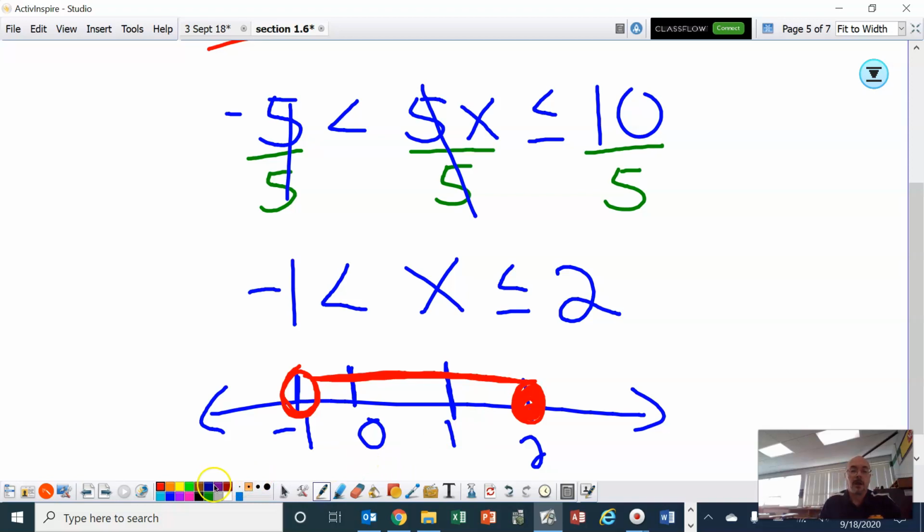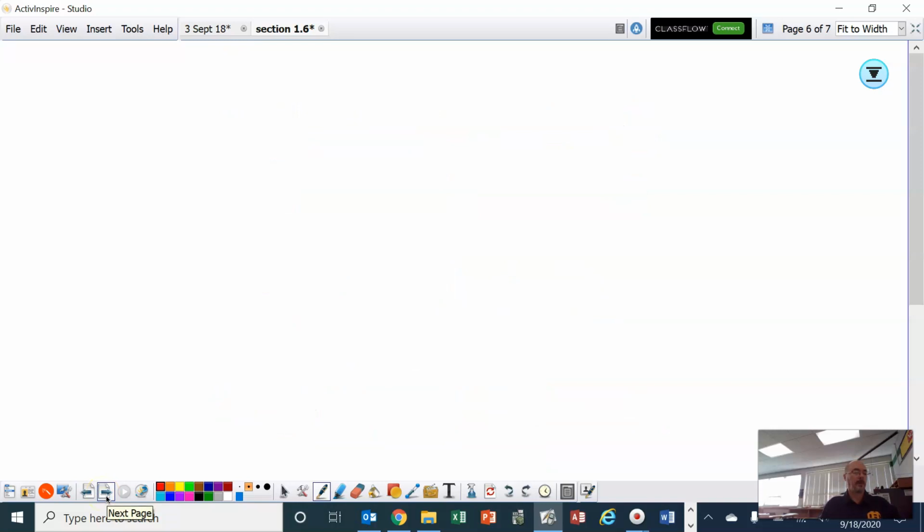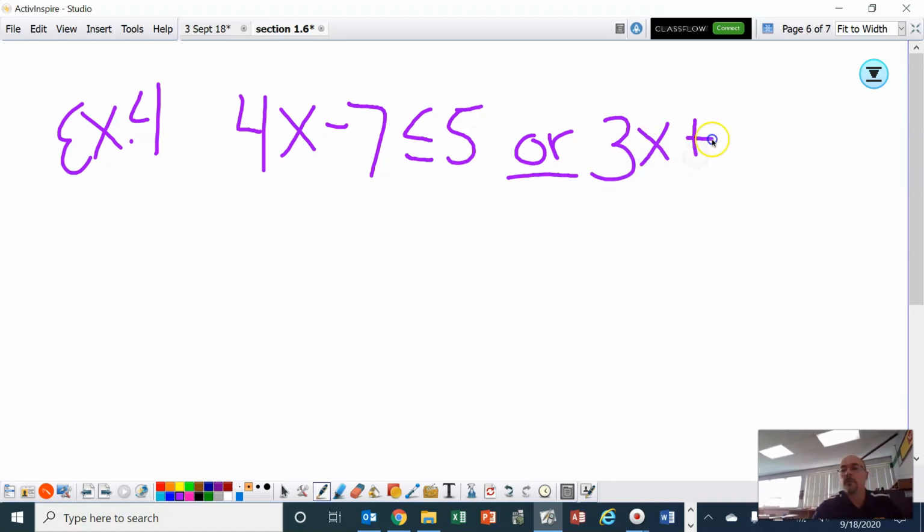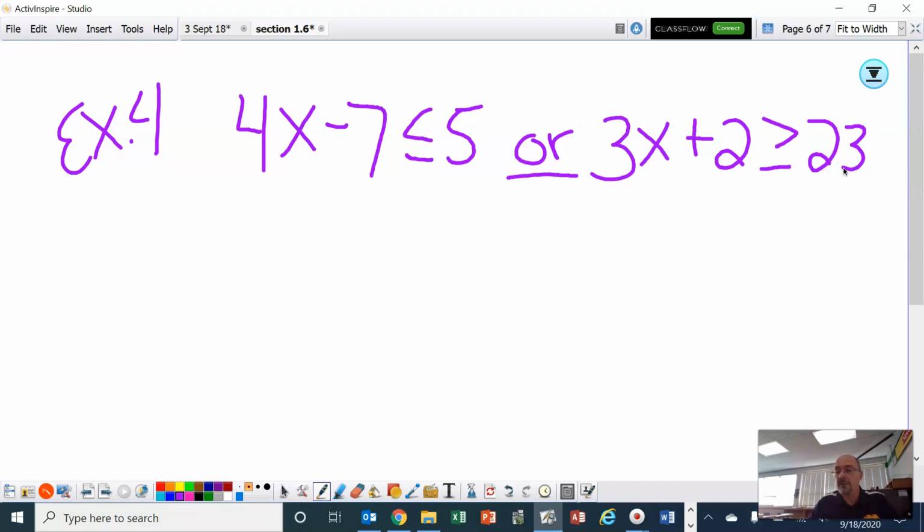All right, one more example, ladies and gentlemen. This is another compound inequality, except this one's going to look like this. So here we go, example 4. So we've got 4x minus 7 is less than or equal to 5, or, instead of and, 3x plus 2 is greater than or equal to 23. So we're going to solve both of these separately, but we're going to graph on one number line.